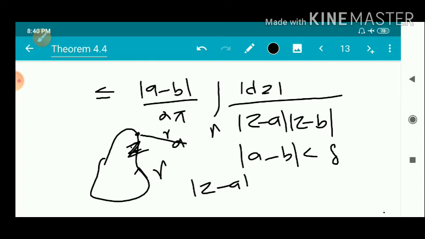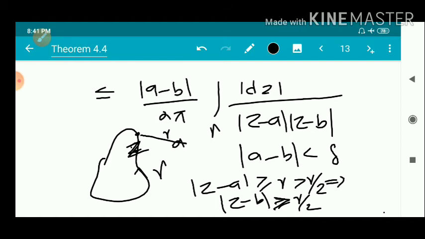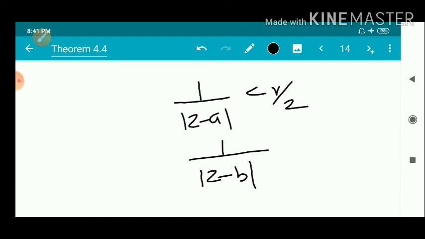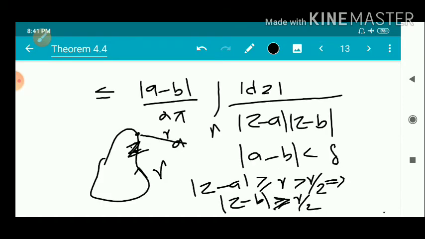That is, modulus of z minus a is greater than or equal to r, and this r is greater than r by 2, we can write. Similarly, modulus of z minus b is greater than or equal to r, or greater than r by 2, we can write. So mod z minus a is greater than r by 2. Taking the reciprocal, that is 1 by mod z minus a is less than 2 by r. Similarly, 1 by mod z minus b is less than 2 by r. Here we have 1 by mod z minus a and mod z minus b.